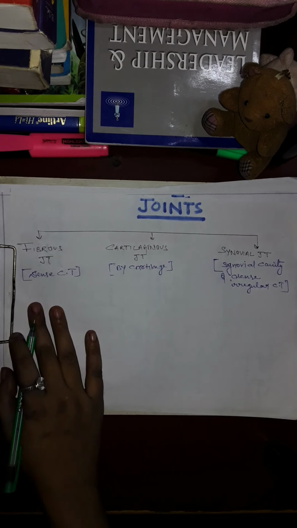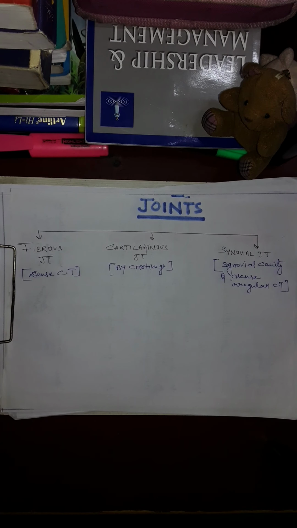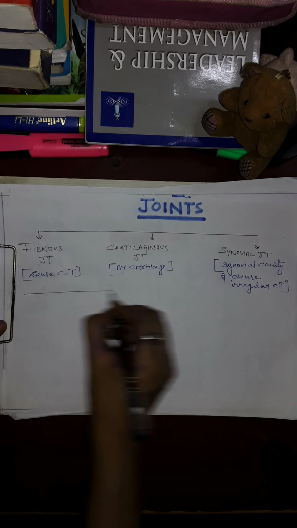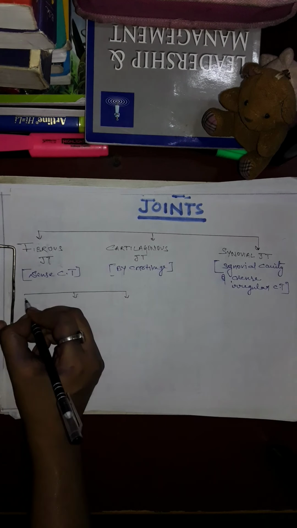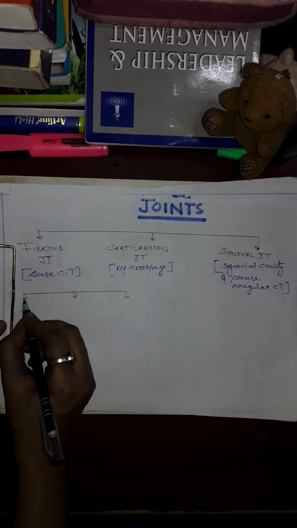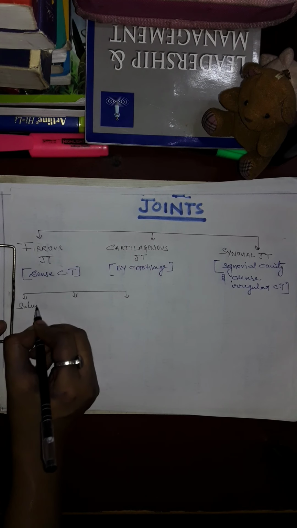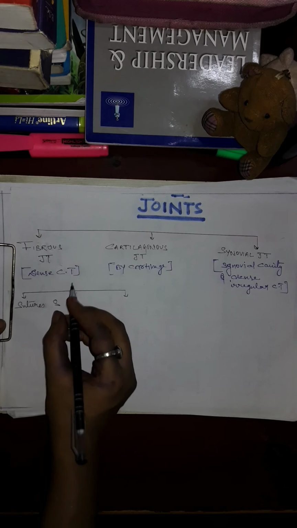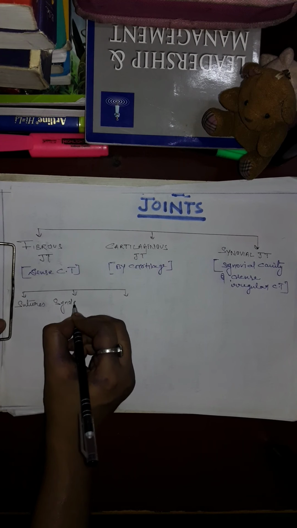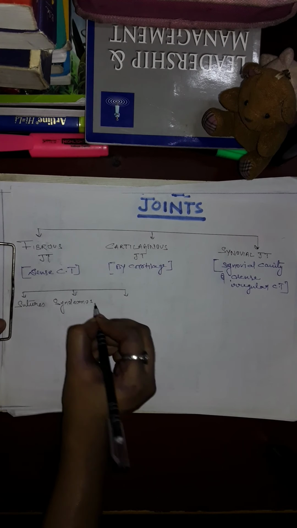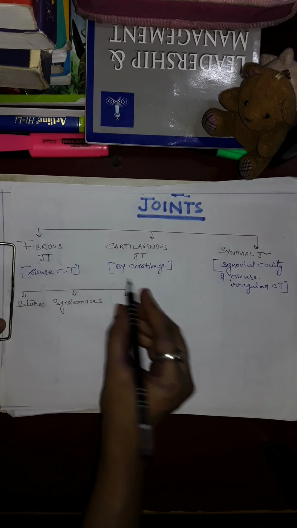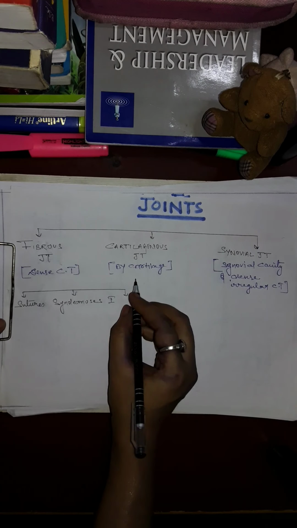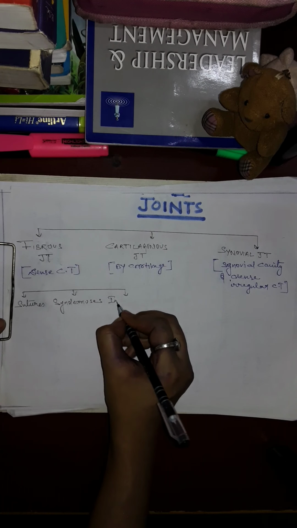Now we will see the fibrous joint has three divisions. The first one is sutures. The second one is syndesmosis. And the third one is interosseous membrane.